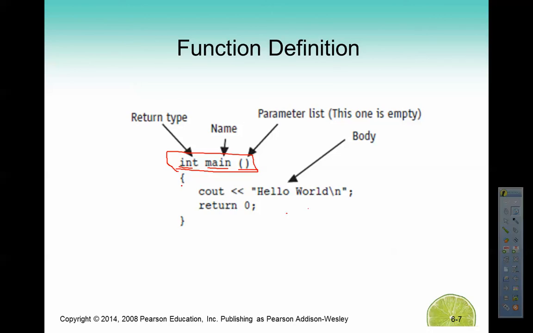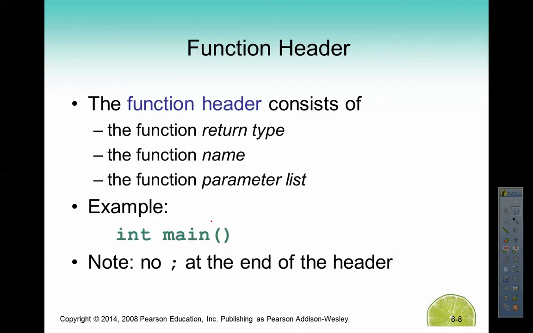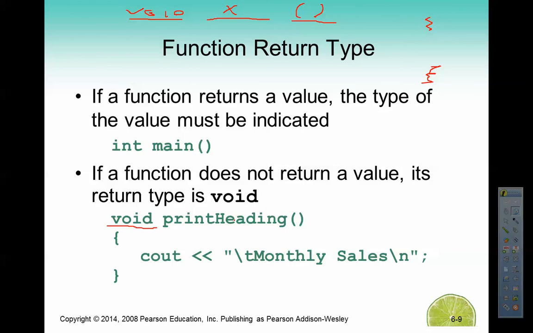And the body is the instructions. Right here we have another. Here is the function. Void is the return type. Print heading is the name. This is the parenthesis to enclose the parameter list, and then here is the body. And the body only has one statement.